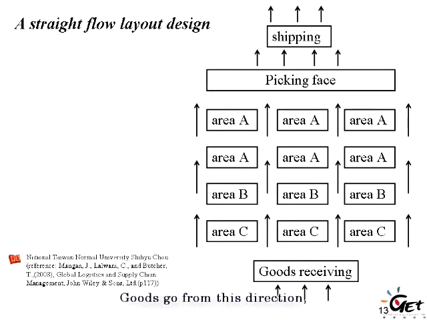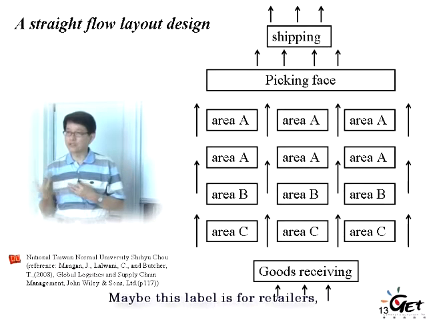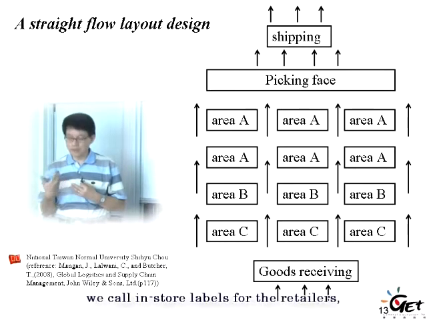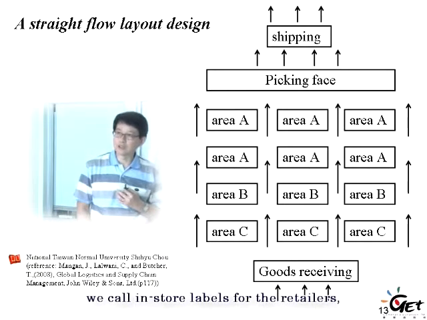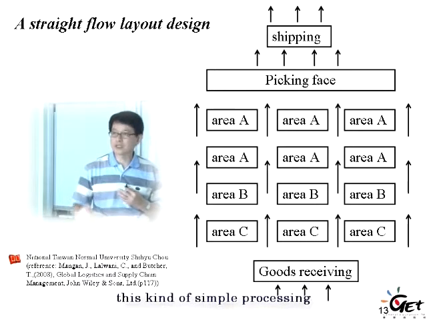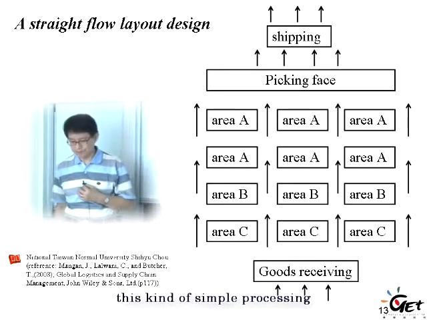Goods go from this direction all the way first to the storage areas. They stay there for some time, and then they are picked later on, and they are maybe repacked, or some labels are put on them. Maybe these labels are for the retailer, or we can call them in-store labels for the retailers. Okay, this is the kind of simple processing.